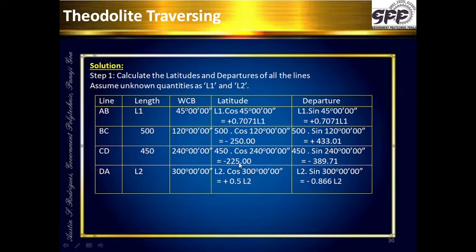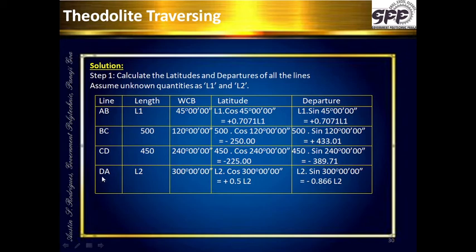Minus shows that it is southing. It is southing 225, or the latitude is minus 225.00. Departure. The departure is calculated as length into sine of the angle. Length is 450 and sine of 240. We get the answer as minus 389.71. This means that it is westing. For the line CD, we have westing 389.71 or departure equal to minus 389.71.